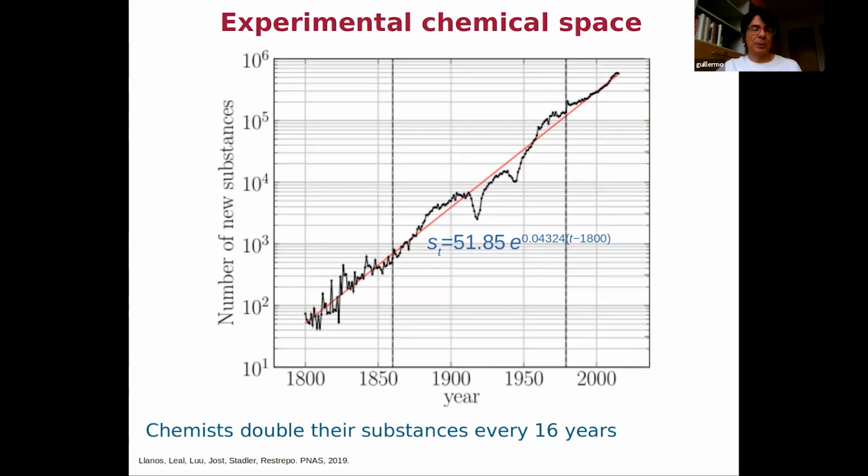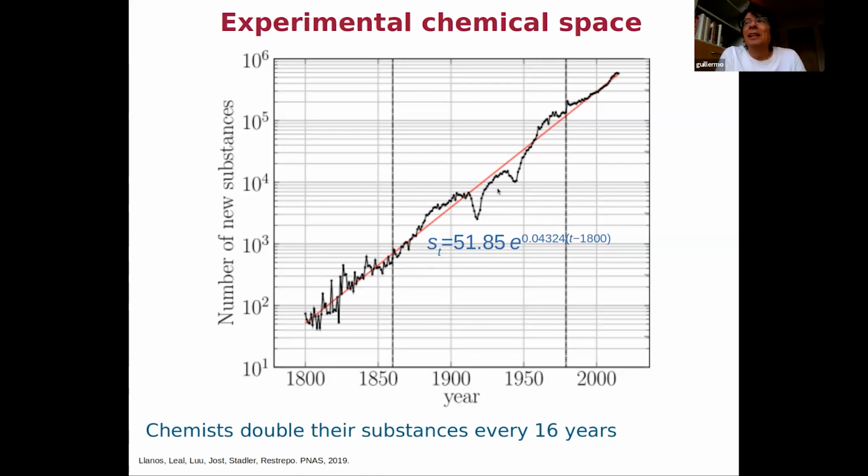Then coming back to this plot, what we did was to take all the substances reported in the scientific literature between 1800 and 2015, and we counted every year how many substances were reported as new substances. This is the plot we got, and we found an exponential growth. This is the equation, and based on the slope of this plot, you can calculate the doubling time, which turns out to be 16 years.